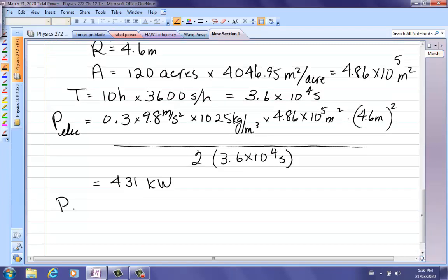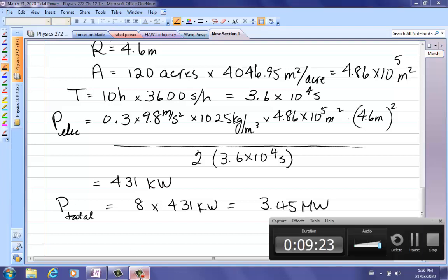If you had 8 turbines harnessing it, then each turbine has the same drop across it, and you're going to have 8 times that electrical power, 431 kilowatts. So it's 3.45 megawatts. Okay, and that's all you need to know for tidal power.